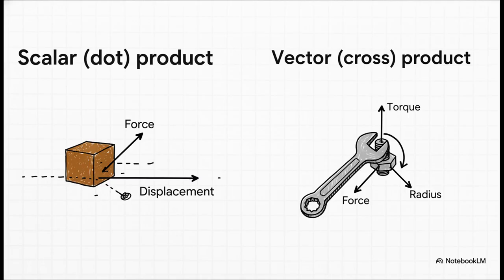Sometimes when you combine two vectors, you just get a plain old number. Think about calculating the work done by a force. That's a dot product. But other times, combining two vectors gives you a brand new vector, pointing in a totally new direction. Think about the torque that makes something spin. That's a cross product. Knowing which one to use is the key.